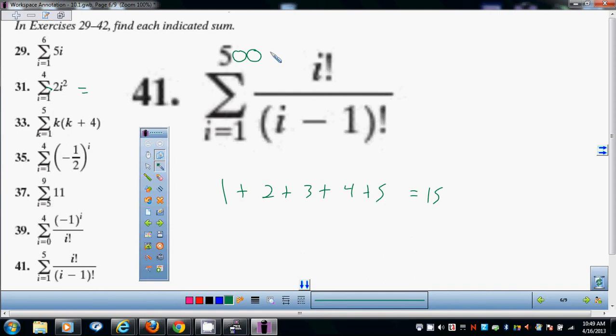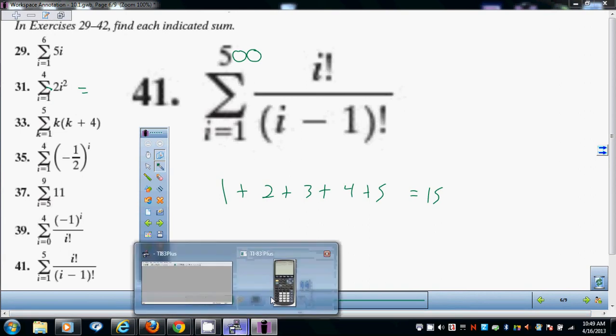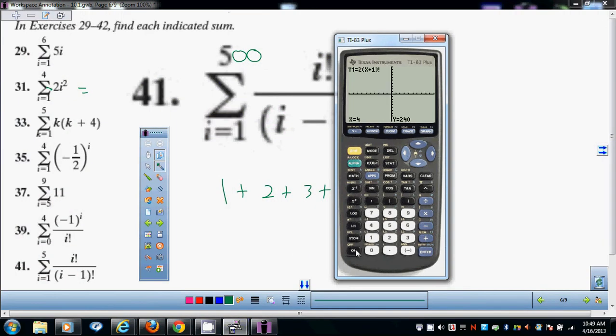First thing you need to do, hit second stat. Second stat. Scroll all the way to the right and go down to sum. We are finding a sum. Enter. It's the second, right under delete. Second stats. Scroll all the way to the right. Click sum. Next thing you do: second stats. Scroll only one to the right, and go down to sequence. Sequence. Okay. Sum sequence.